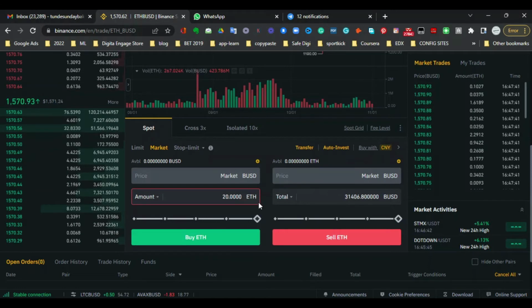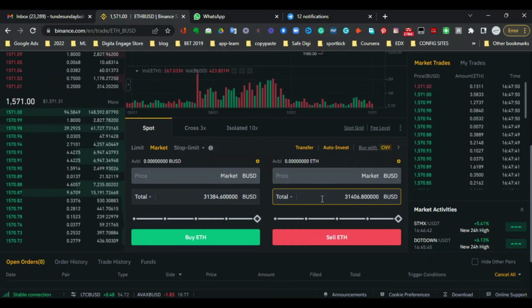You can see I want to buy 20 here. I don't want to calculate anything in my brain. I just take it to total, showing me the total BUSD that I need. I want to sell here. I just go to total, telling me the total BUSD that I'm going to get.